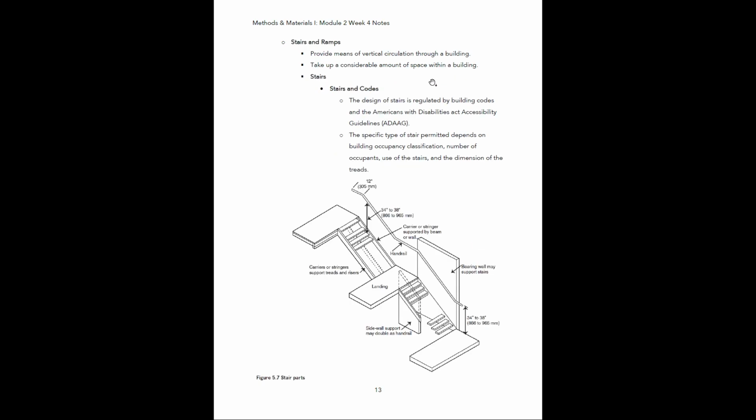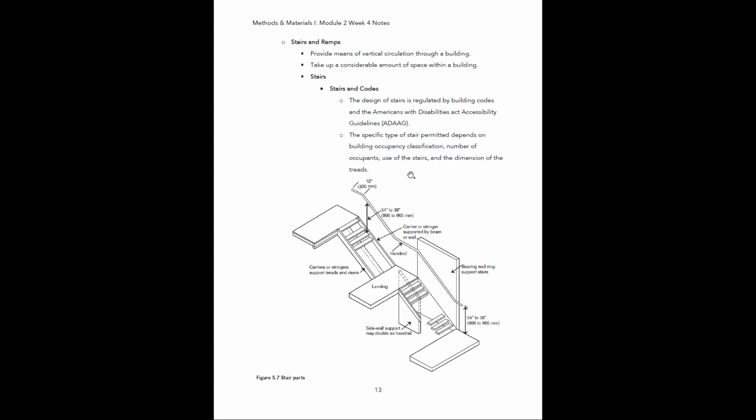All right, now this is the last portion of the chapter, stairs and ramps. Stairs and ramps provide means of vertical circulation through a building, and they can take up a considerable amount of space in a building. Stairs and codes. The design of stairs is regulated by building codes and the Americans with Disabilities Act Accessibility Guidelines, ADAAG.